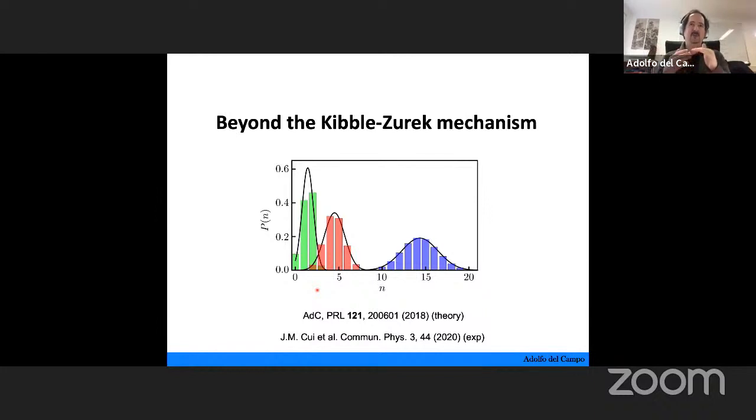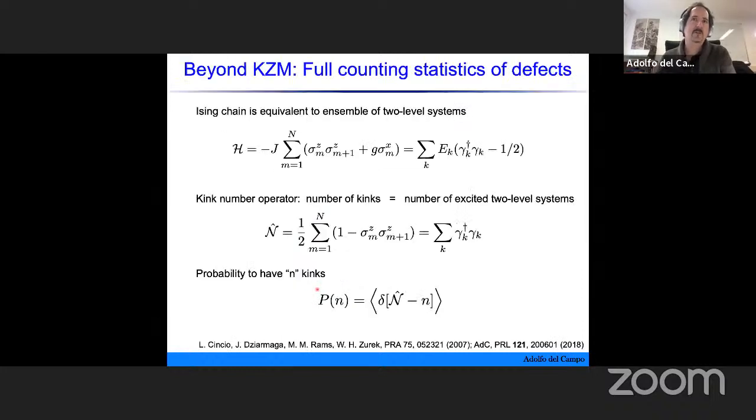But we could as well ask more interesting or broader questions, such as what's the probability distribution that I have a well-defined number of kinks, or what are the fluctuations in the number of kinks of the non-equilibrium state after crossing the phase transition. So this is what we call beyond Kibble-Zurek physics. And it's very simple. Essentially, to demonstrate it in the case of the transverse field Ising model, you take the same model, you take the same observable, but instead of looking at its expectation value, now you look at the full counting statistics of this observable. So you look at the eigenvalue statistics.